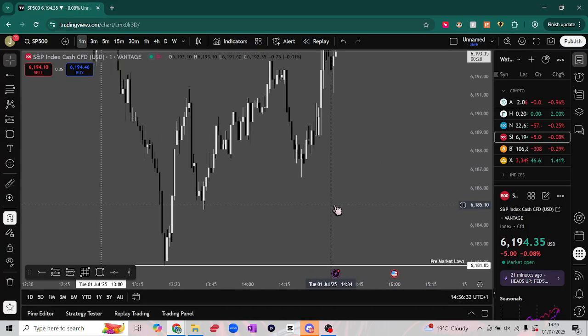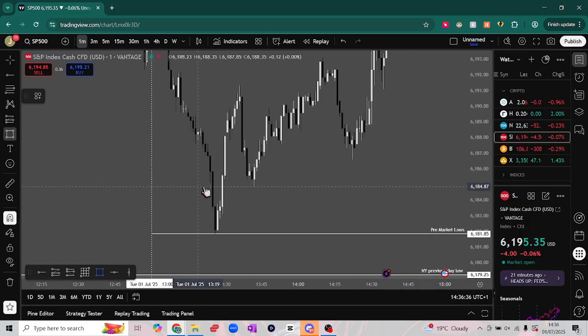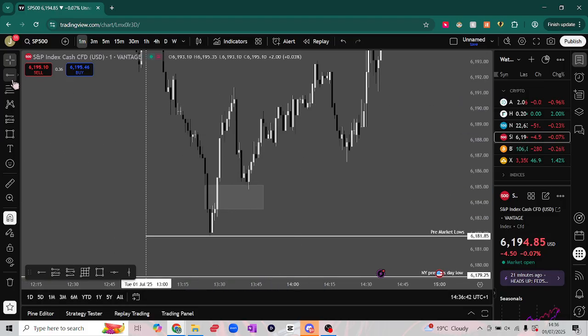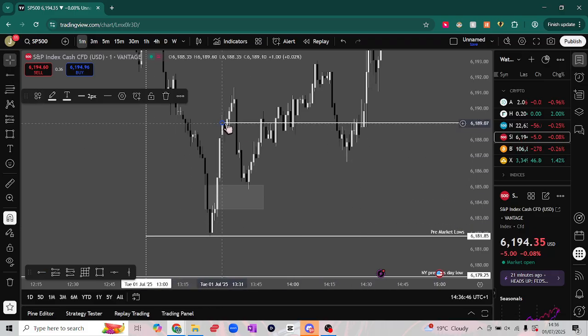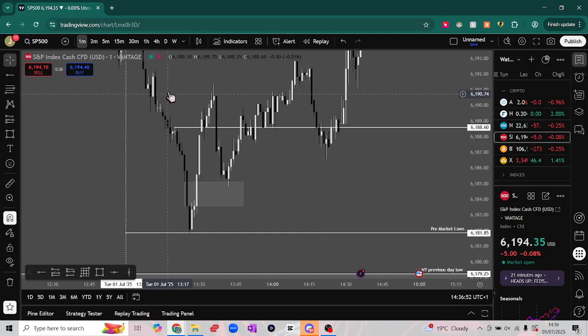So here we go. Here's a perfect one. So inverse fair value gap. We got a 1 minute breaker structure here on this candle closure, after that lower high there. So what do we do?